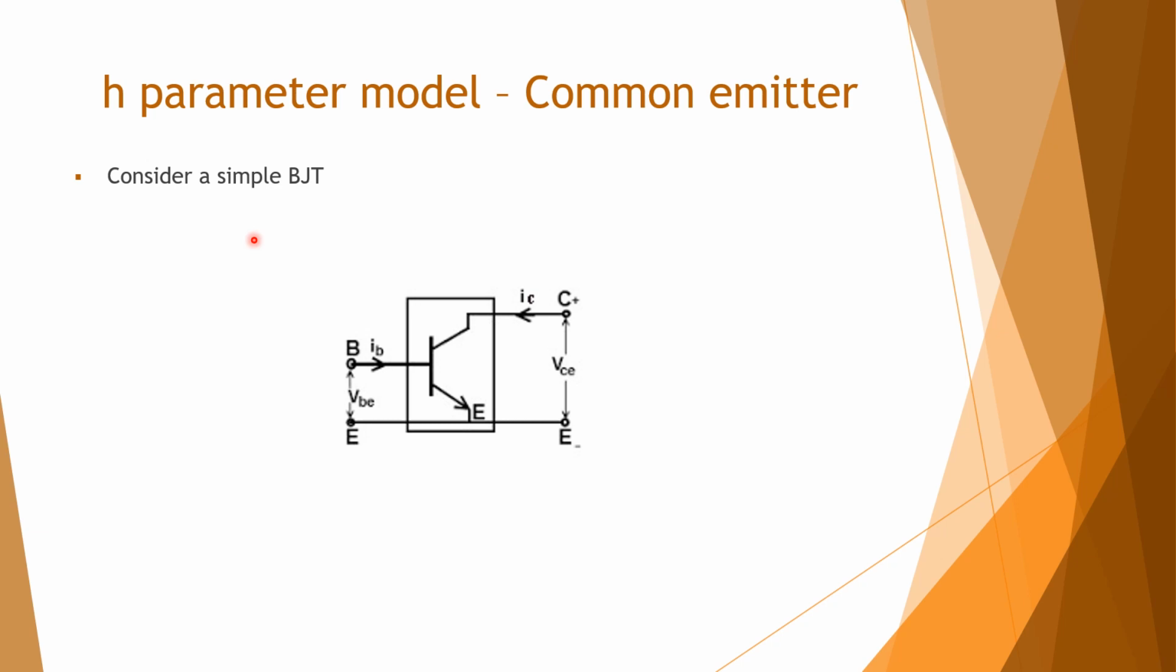Let us now start with the H parameter model for the common emitter amplifier. So consider a simple BJT. This is a single BJT. It has a base, and this is a common emitter. The emitter is common to both the input and output circuit. You can view it as a two-port network. The input is the base and emitter section, and the output is the collector and emitter section. And the emitter is common to both output and input circuit, so it is called a common emitter amplifier.